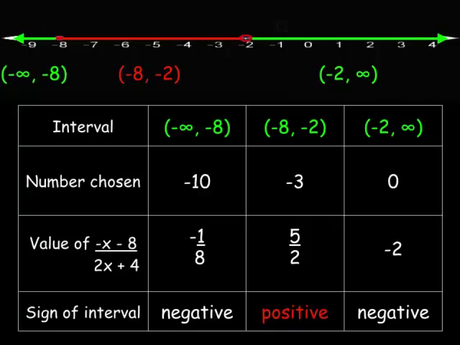We want to include the value −8 in our solution because it's where the rational expression is equal to 0, so we change the round paren there to a square paren. We should not include the endpoint −2. The rational expression is undefined there, so we leave that as a round paren on −2.